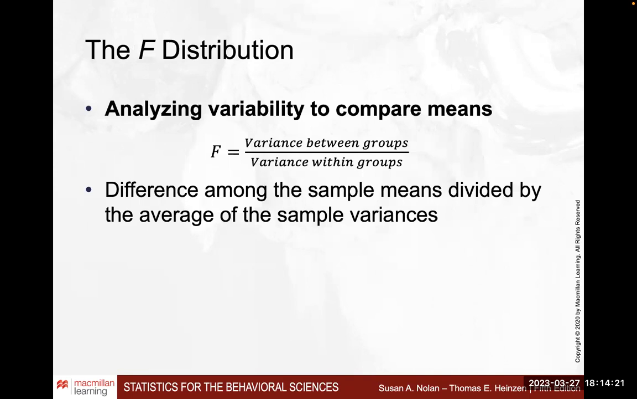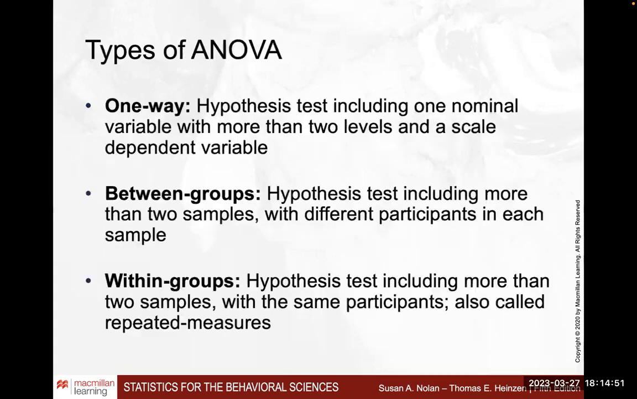So analyzing variability to compare the means is done by a calculation of the F-score. The F-score quantifies the variance between groups over the variance within groups, with the idea to find out the ratio: how much difference do we see caused by the group differences, the differences in the means, and how much is actually caused by the variability within the groups.